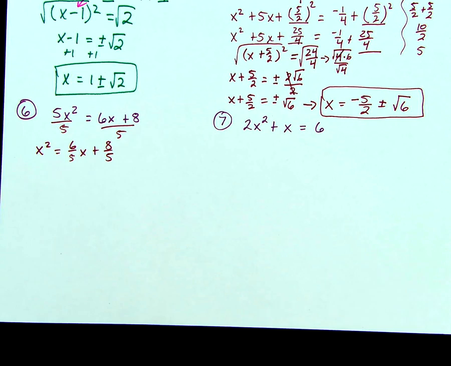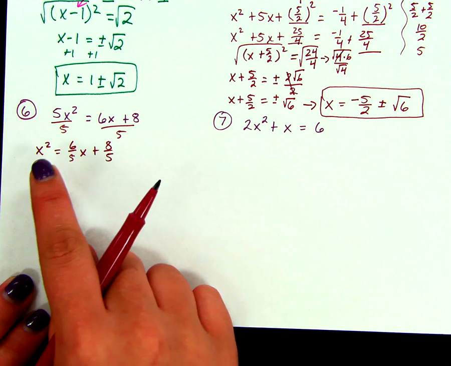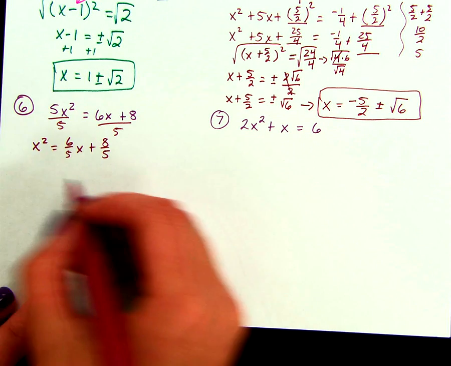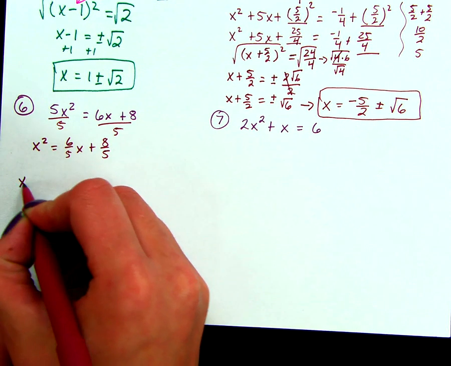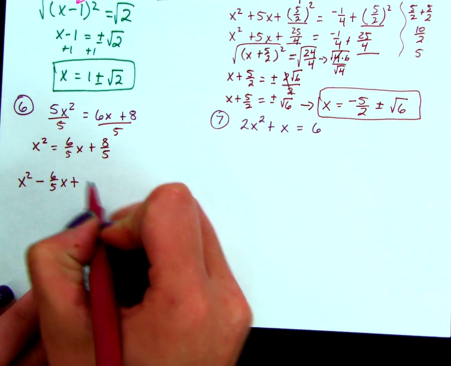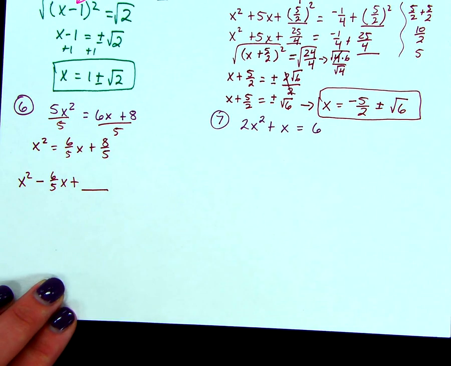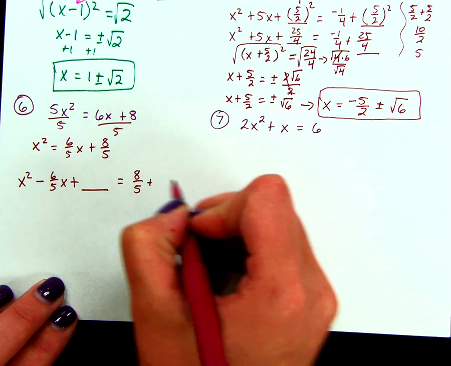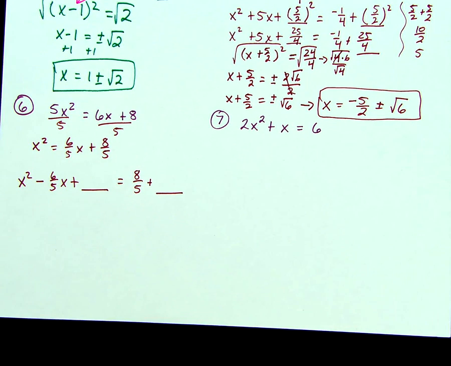To complete the square, I need my square term and x on the same side. So this time I'm going to subtract the x term and put it on the same side with my squared term. The squared term does have to be positive for us to complete the square, so we don't want to move that one. As I subtract it over, I'm going to leave space to complete the square. So we will have x squared minus 6/5 x plus, leaving room to complete the square, equals a positive 8/5. And again, we're going to leave room to complete the square.